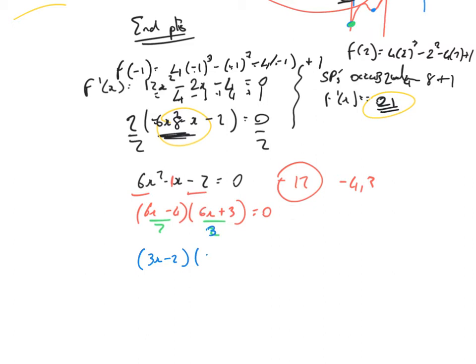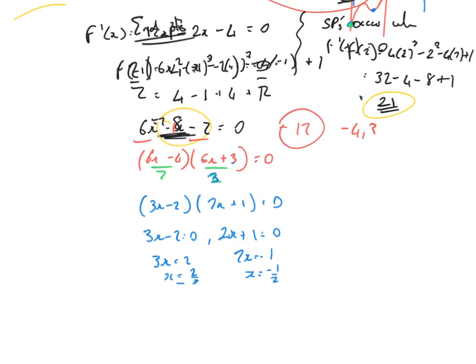3 into 6x goes 2x, 3 into 3 goes 1. I get 3x minus 2 is equal to 0, and 2x plus 1 is equal to 0. So 3x equals 2 and x equals 2 over 3. And then I'll get x equals minus 1/2 from here.